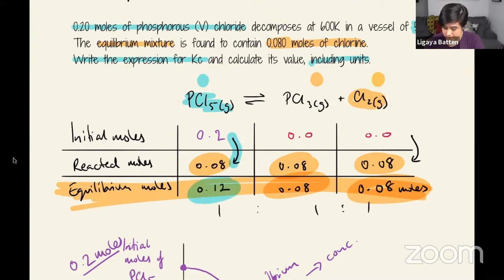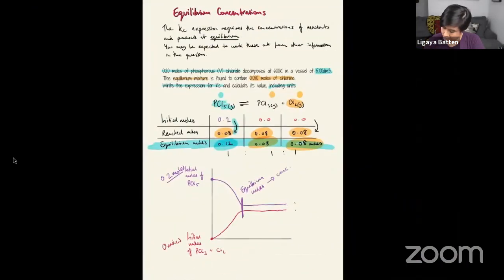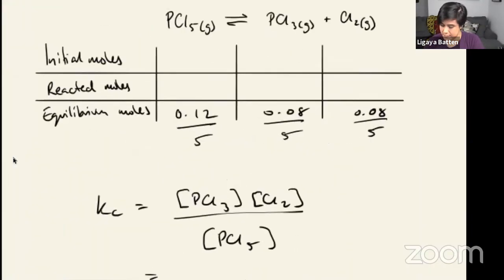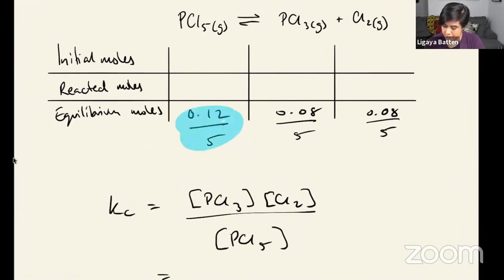Now this row here gives us the moles at equilibrium. And then before we can actually put that into the expression, we need to calculate a concentration. So moles equals concentration times volume. So concentration is going to be moles divided by volume. I think that's on the next page. Yeah, so basically here we've got the moles divided by the volume.